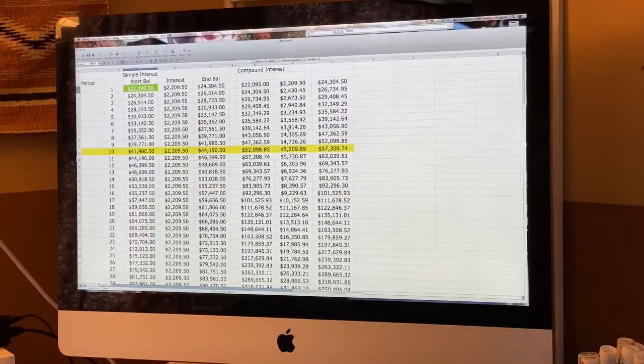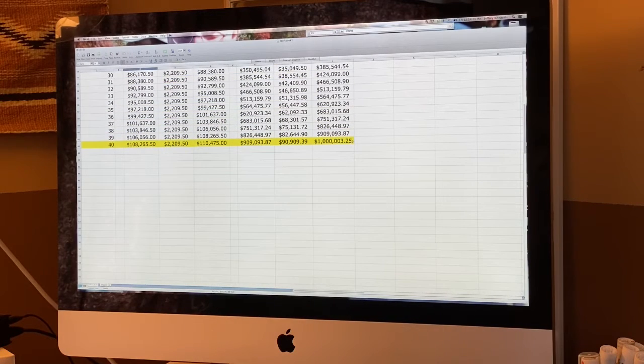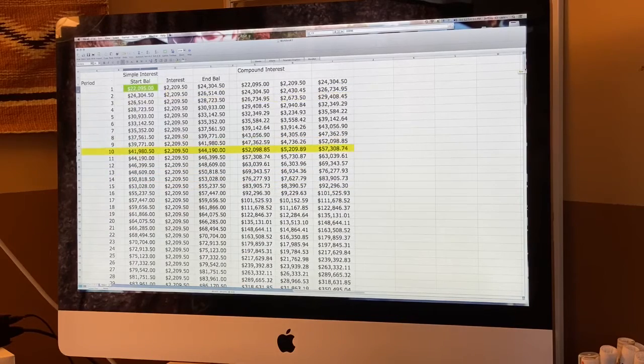So now I have that same spreadsheet working here, and I've made a yellow line where we're at 10 years and a yellow line when we're at 40 years. And 40 years reached the $1 million compound. It only reached 110,000 if we did simple.